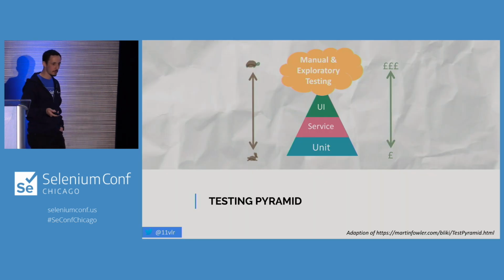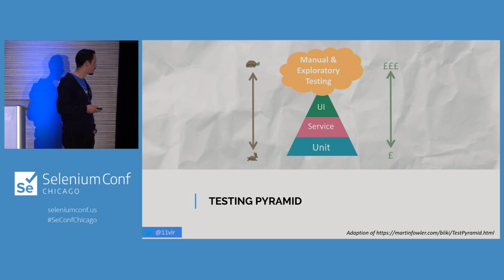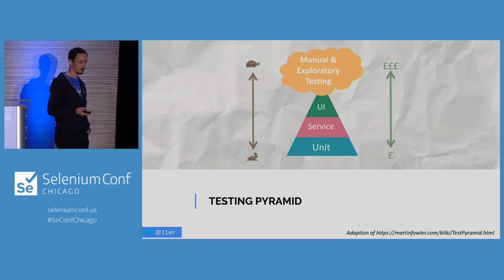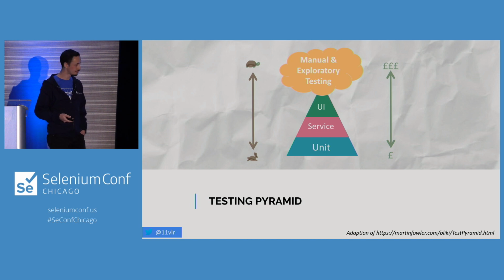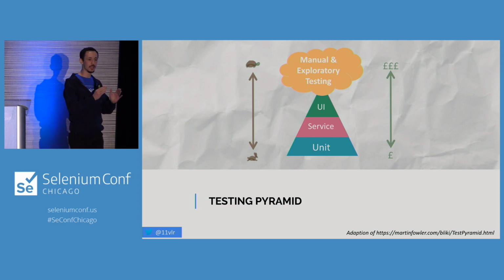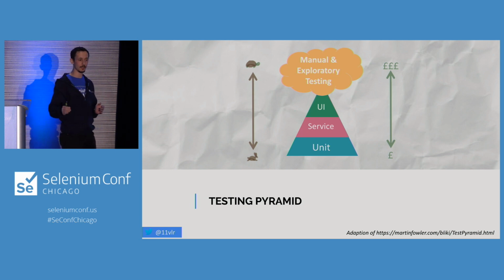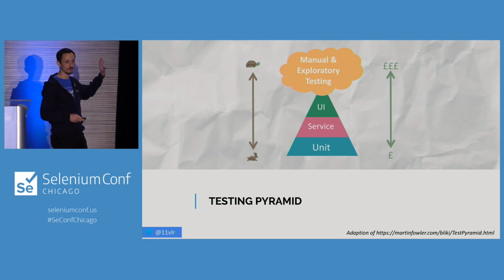So this is probably what you're familiar with. This is the testing pyramid. It's an adaptation of Martin Fowler's testing pyramid. What this shows is you have quite a lot of unit tests, then fewer integration and service tests, then UI tests, used sparingly, just the happy paths, and then you've still got this massive manual and exploratory testing layer at the top.